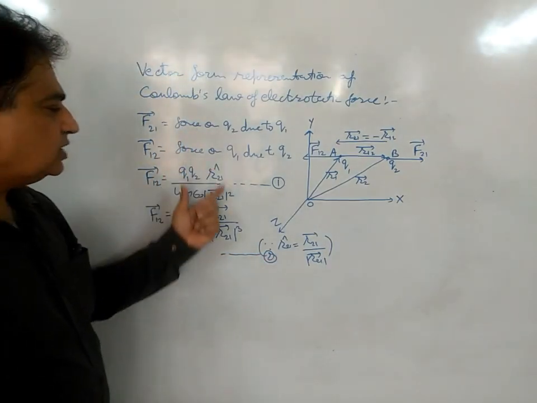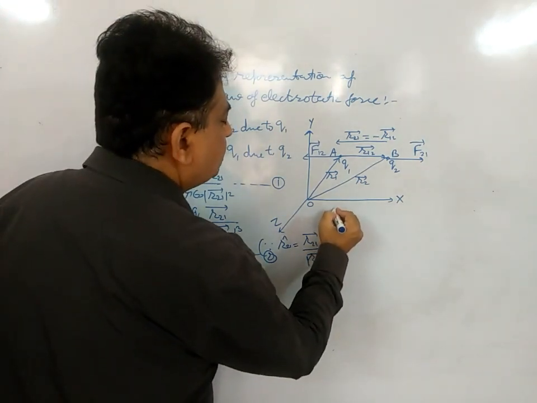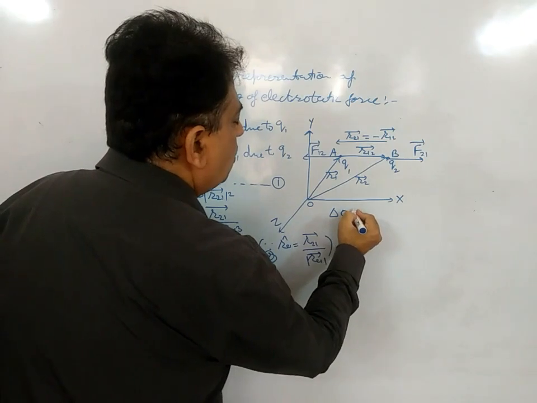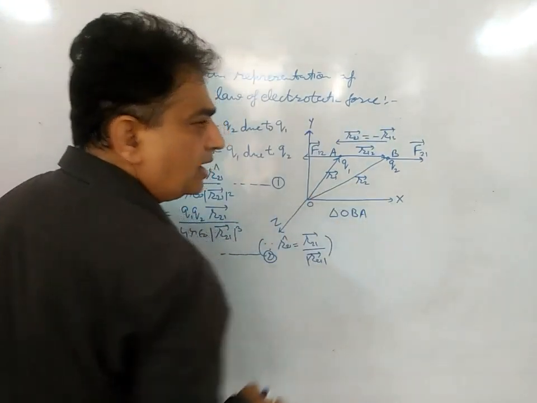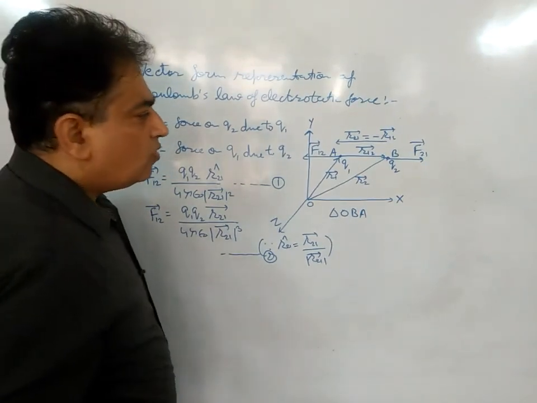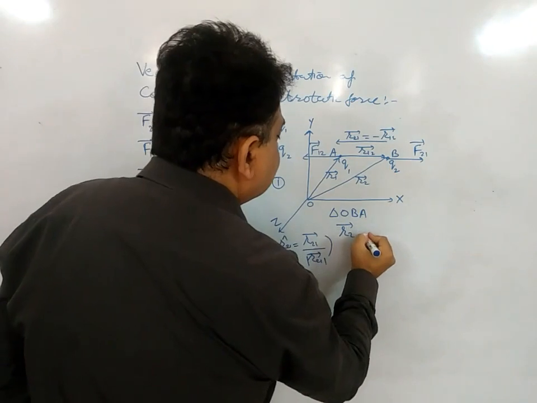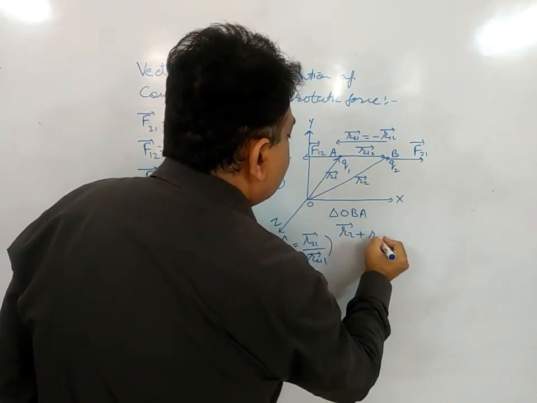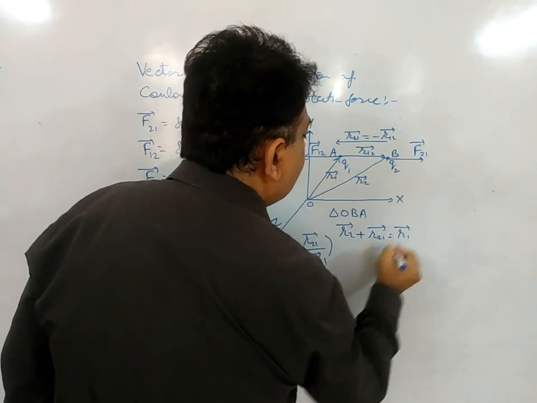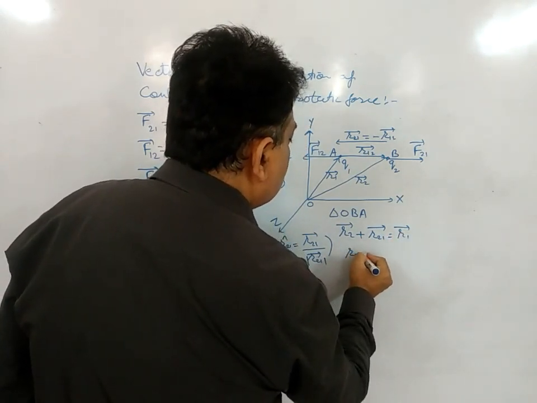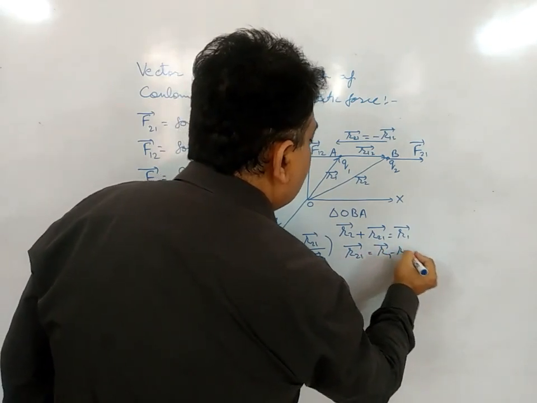And now next equation we can also write. To write the next equation, you first consider the triangle OBA. Now from the triangle OBA, according to the triangle law of vector addition, here R2 plus R21 will be equal to R1, and R21 will be equal to R1 minus R2.